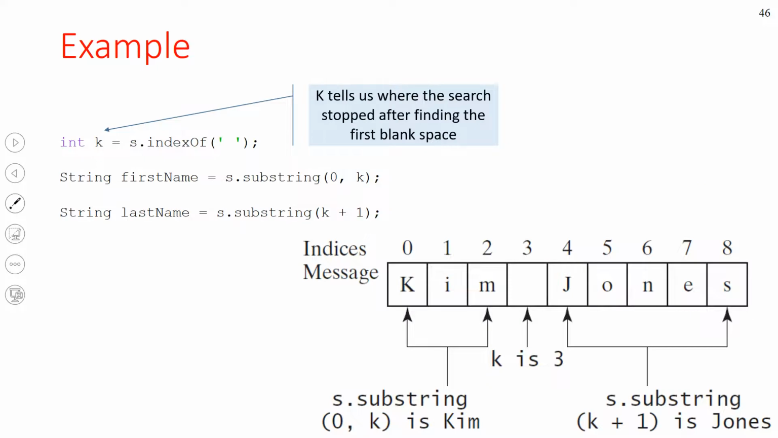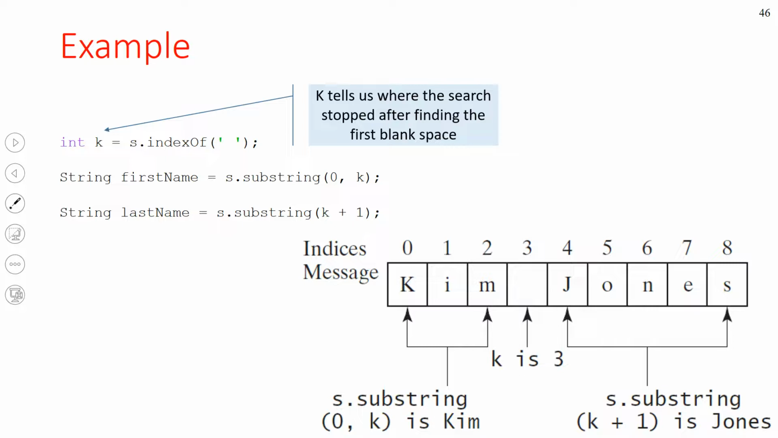So here's a quick example to illustrate it. We have a string that says "Kim Jones," and we want to extract the first name and last name from that string. Let's say that this string is stored in an object referred to by a variable s. s.indexOf, find me the space. I didn't specify a starting index, so I start at index 0. I find the space character here at index 3. The value 3 is returned, so k is 3.